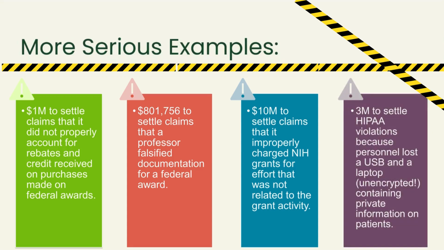There was the $3 million to settle HIPAA violations because a person lost a USB and laptop, which were unencrypted, that had private information on patients. While we are not a medical institution, we do still work with sensitive data, and so we need to be very careful with that. And it's not just the suits that the individual or individuals could file against the institution. We could also lose federal funding because of that violation as well. So we've talked about how these have consequences. Even something kind of small and simple can still have some significant consequences.